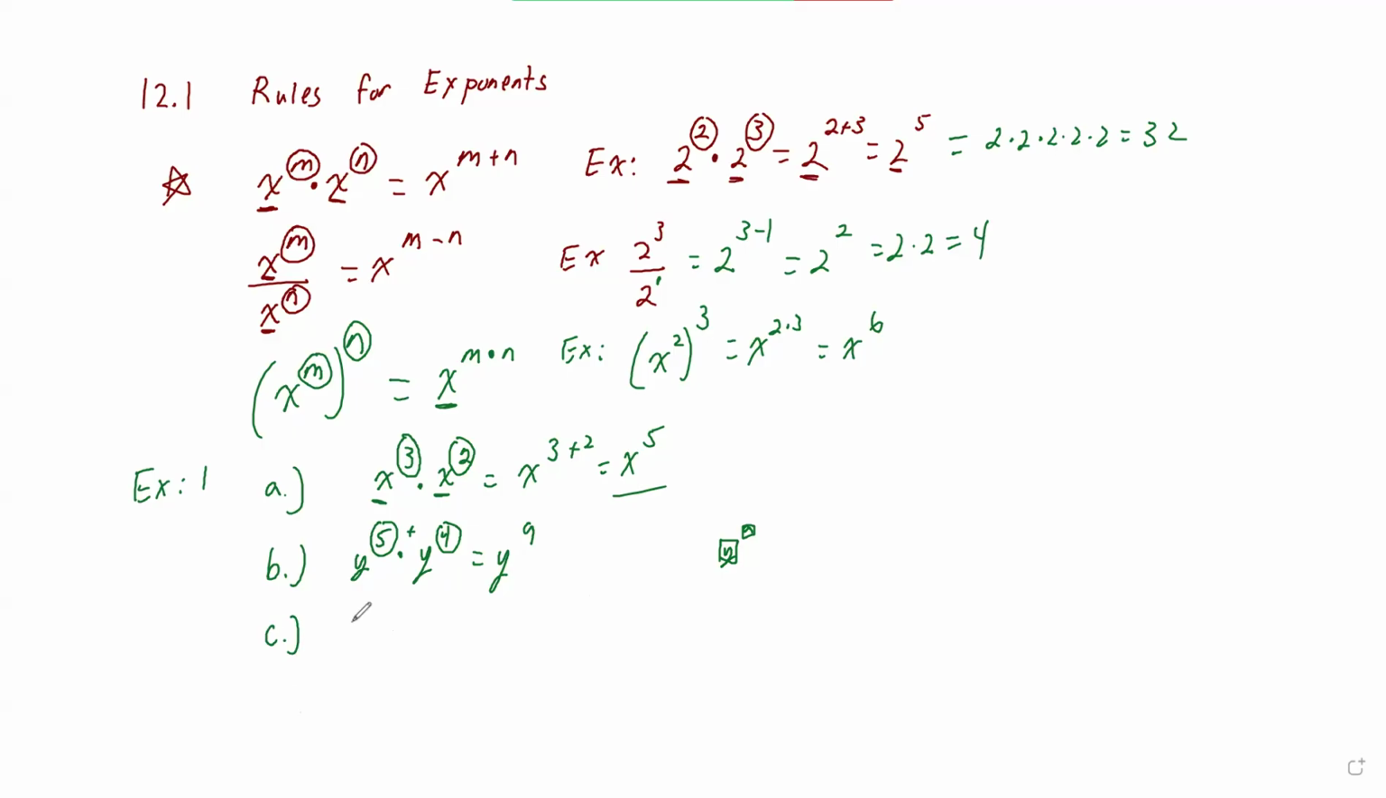All right. So here's another one with numbers. 5 squared times 5. There you go. So again, there's like an imaginary 1 right here. So when we add these two up, we get 5 to the third.